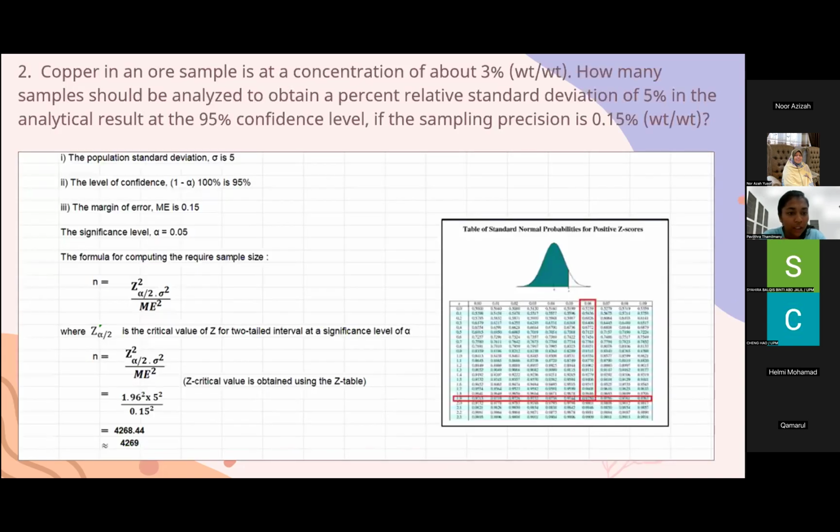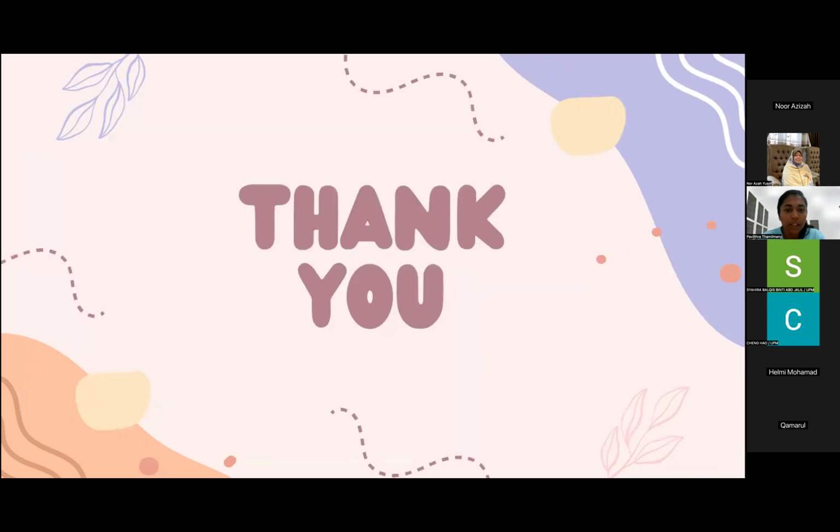Now that we know the Z value is 1.96, we just put it in the formula, where 1.96 to the power of 2 times the standard deviation, which is 5 to the power of 2, divided by the margin error of 0.15 to the power of 2. The total will be 4269 samples. That many samples should be analyzed to obtain the 95% confidence level. That's all. Thank you.